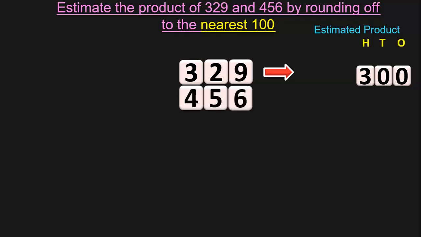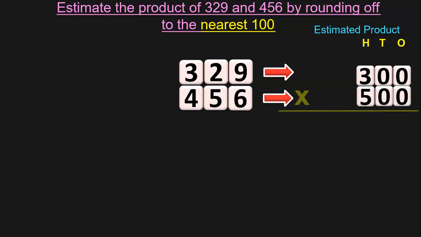Next, you have to take 456 and round it off to the nearest 100. 456 is above 450, so you'll round it up to the nearest 100, which will be 500. Now you have to multiply these two. Ones and tens place are zeros, so you can ignore those two steps.